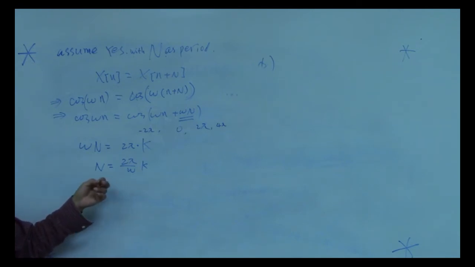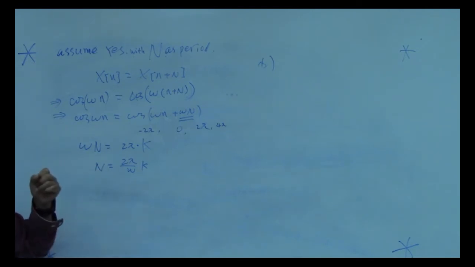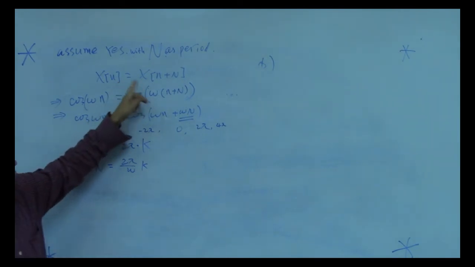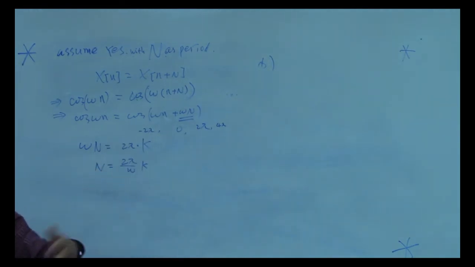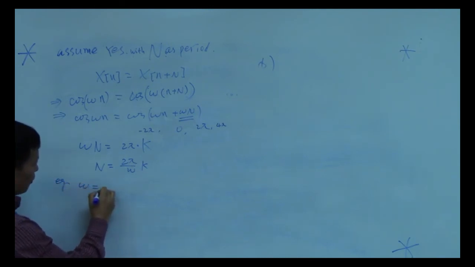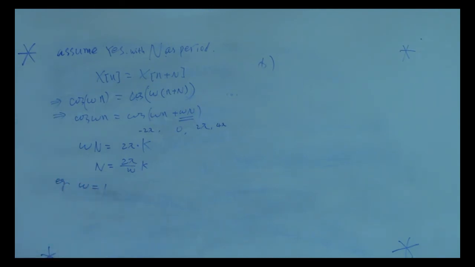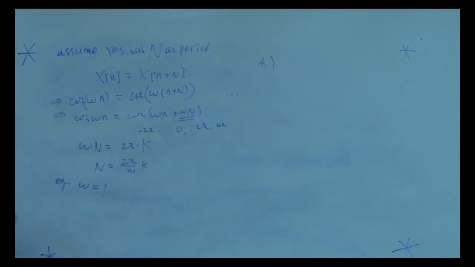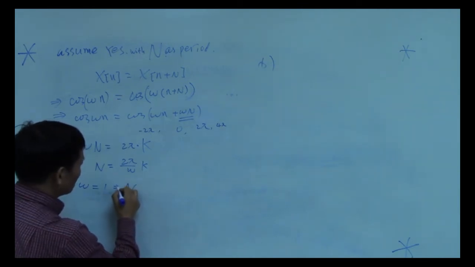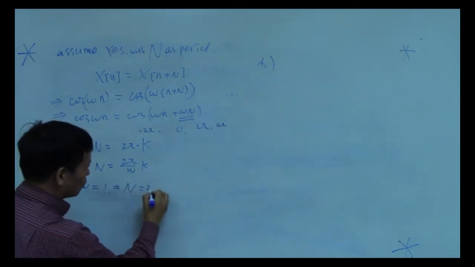Now let's see, is this really a period? This is integer, integer, integer, so this capital N must be an integer. It cannot be like 1.1, 1.3 or something. It must be 1, 2, 3. So, for example, if omega equals 1, that is possible, right? Omega, the angular frequency, we choose 1. No big deal, right? So then N will be equal to 2 pi times k.